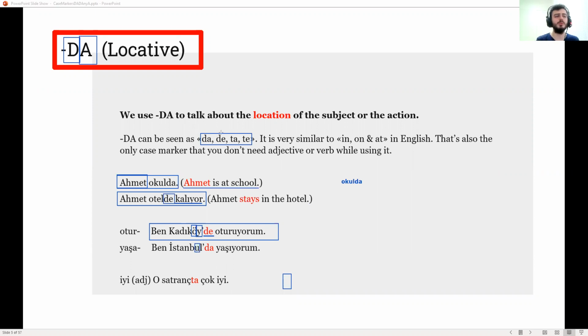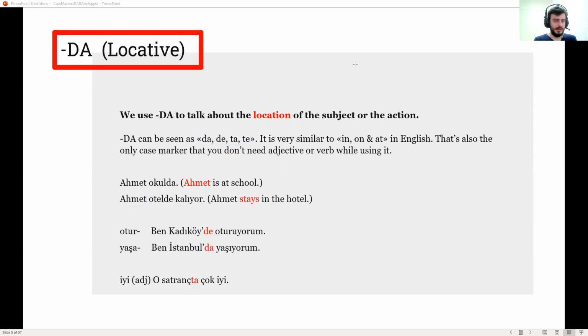This case marker can also be used with adjectives. For example, if you want to say he is good at chess or she is good at chess, the same idea, you can basically put it right at the object, at chess. O satrançta iyi. This time I said ta, just because of the last letter that I have over here, satranç, which is a sharp consonant. That's why I say satrançta. I don't say satrançda. It's even difficult for me to say it like that. Tamam mı?